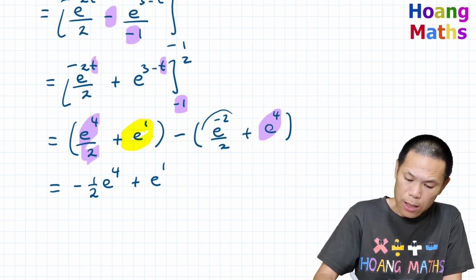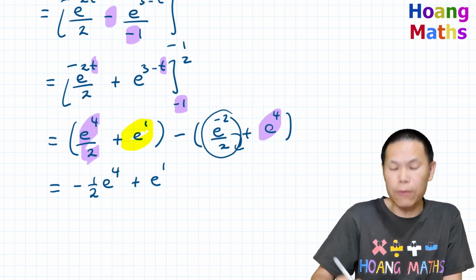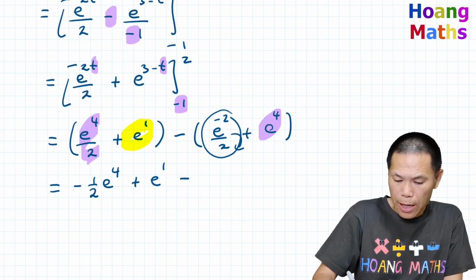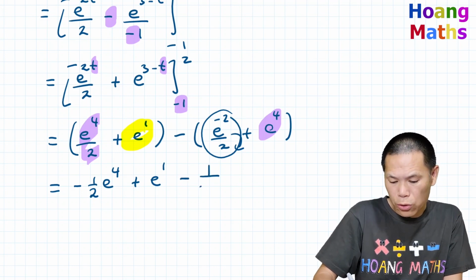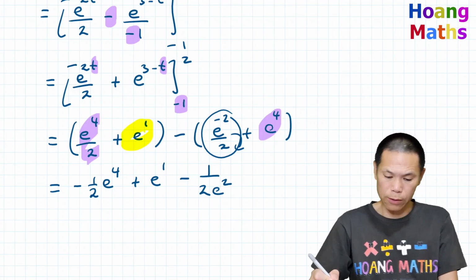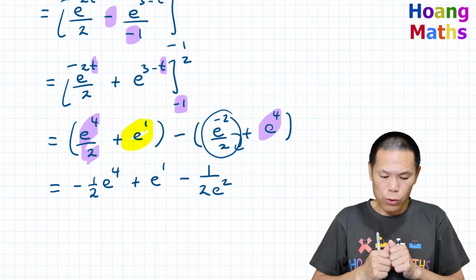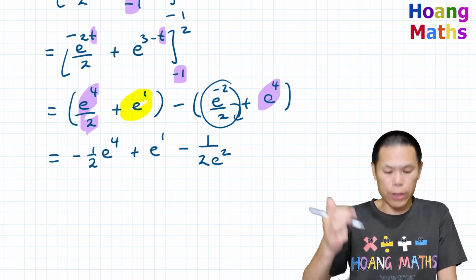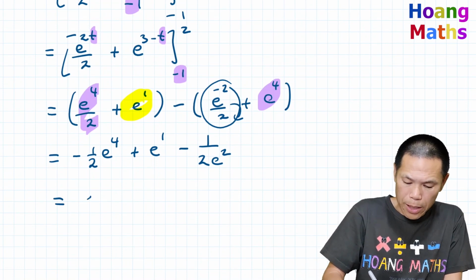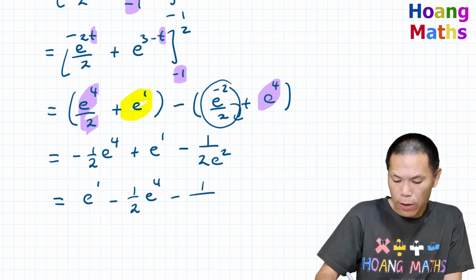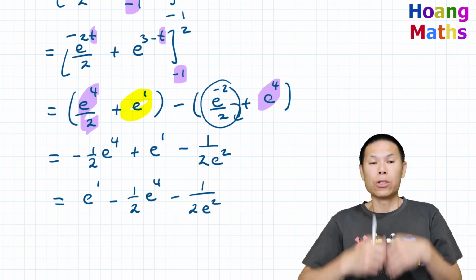And then this one here, we can put the negative index down and it becomes positive. And then we minus 1 over 2, so e to the power negative 2 brought down becomes e squared, positive. So there you go. Of course, you can rewrite this to avoid the negative number in front. So that becomes e to the power 1, minus a half of e to the power 4, minus 1 over 2e squared. So that will do.